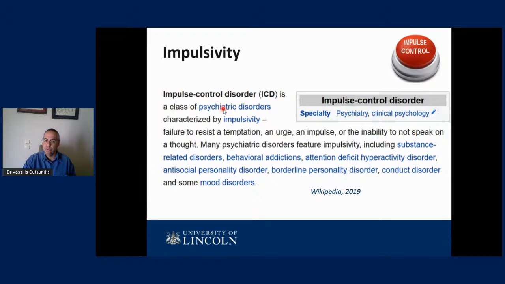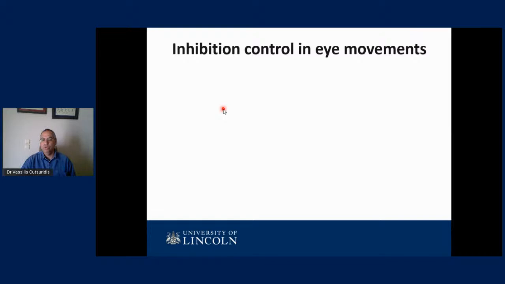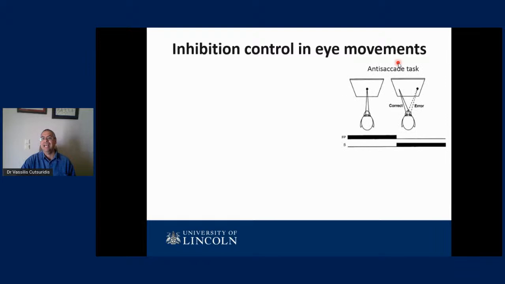So in the lab now, what people usually do is they oversimplify this. We cannot introduce a lion in the lab, obviously, but what you can do is set up a psychological experiment that will involve eye movements, and you want to study how participants, usually human participants, can control their impulses. One of those tasks is something called the anti-saccade task, right?